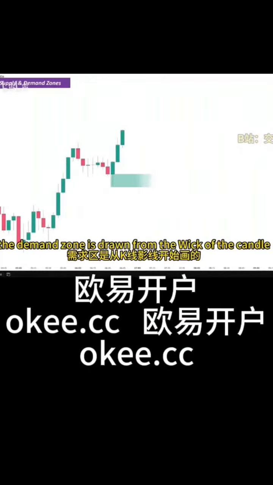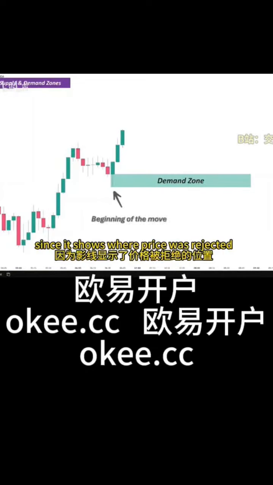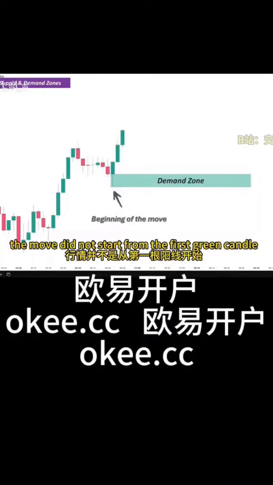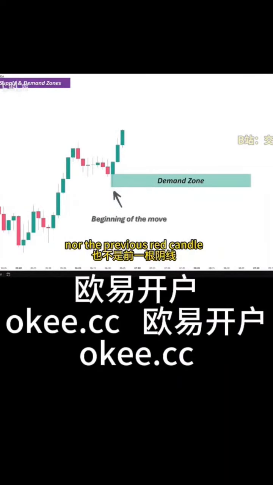Here, the demand zone is drawn from the wick of the candle, since it shows where price was rejected and the momentum move began. The move did not start from the first green candle, nor the previous red candle. It started at the bottom of the wick, which forms our demand zone.